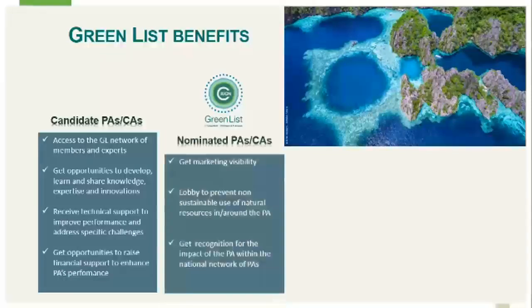Now the second scenario, let's look at the areas that have already gone through all the self-assessment process and have met all the Green List criteria and have been recognized as Green List areas. These nominated areas obviously get the marketing visibility of the Green List label, and they can use it to attract donors, visitors, and also to lobby to prevent non-sustainable use of natural resources around their protected areas. And obviously, they also get the recognition for the impact and the success they have reached, and therefore the role their area is playing within the national network of protected areas of their country or even their region.